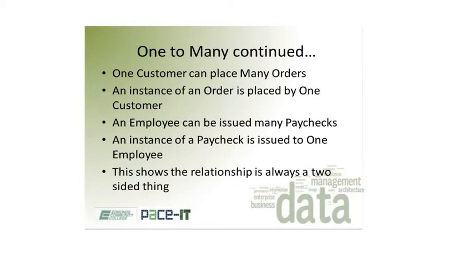An employee can be issued many paychecks, but the instance of the paycheck is issued to one and only one employee. And this shows that the relationship is always a two-sided thing. You may have heard that before from interpersonal relationships, but we need to consider the direction of the relationship in both directions to make sure, when we're reviewing this with our business subject matter experts, that they come to agreement that, yeah, an instance of this has this many instances of relation on the other side.